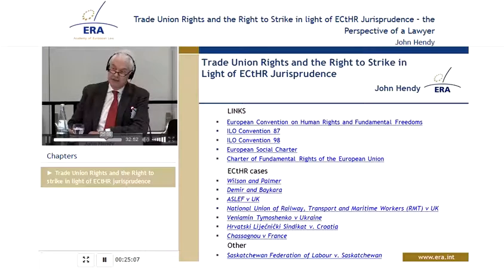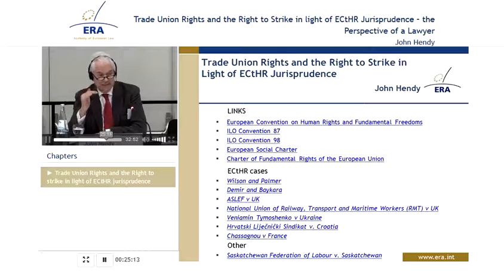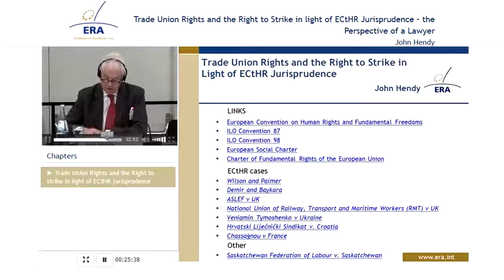Now, necessary in a democratic society is a very high threshold for a state to overcome in order to justify any restriction on the right to strike or the right to collective bargaining. And I've put in the notes some quotations there. It must fulfill a pressing social need. It doesn't have the flexibility of expressions such as useful or desirable, and exceptions to the rule of freedom of association are to be construed strictly. Only convincing and compelling reasons can justify restrictions on that freedom.